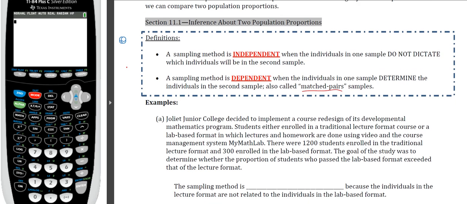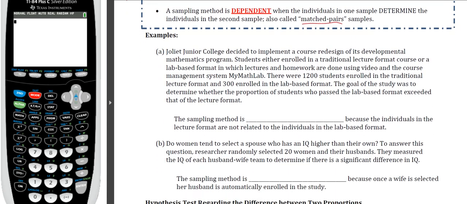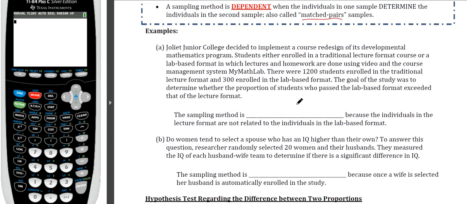For example, we have here Joliet Junior College decided to implement a course redesign of its developmental math program. Students either enrolled in a traditional lecture format course or a lab-based format in which lectures and homework are done using video in the course management system MyMathLab. There were 1,200 students enrolled in the traditional lecture format and 300 enrolled in the lab-based format. The goal of the study was to determine whether the proportion of students who passed the lab-based format exceeded that of the lecture format.